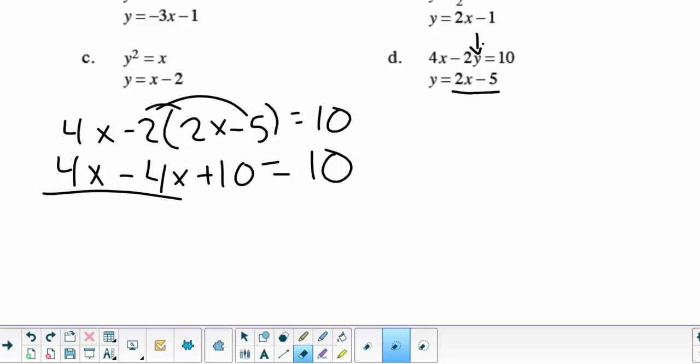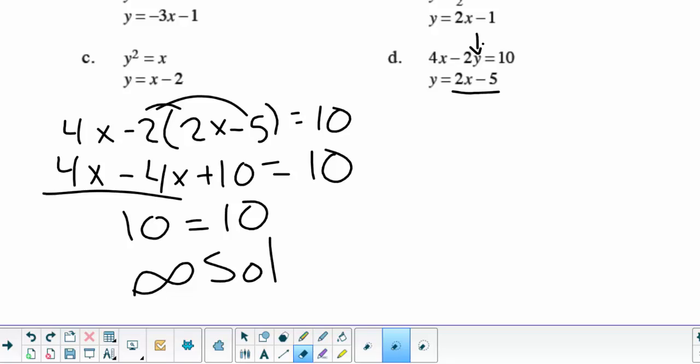Let's combine our like terms. That adds up to be 0, so we get 10 equals 10. So that means there are infinite solutions. It means these two are the same line. So they're right on top of each other.